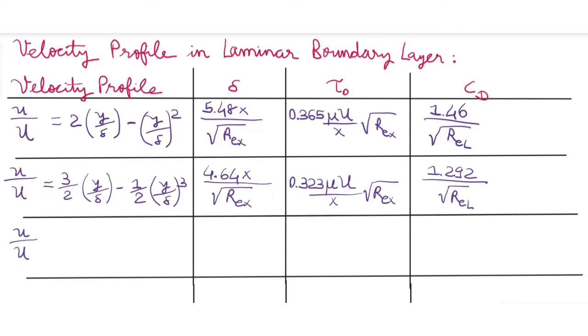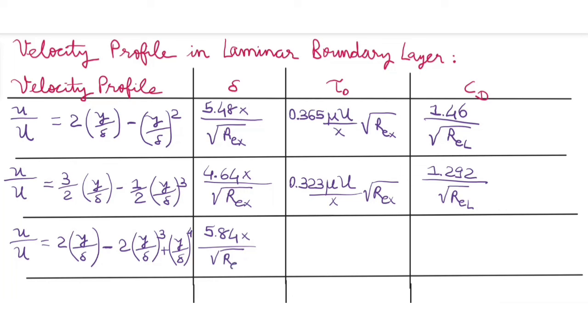Then we have another velocity profile, which is u by U is equal to 2 into y by delta minus 2 into y by delta whole cube plus y by delta raised to 4, for which delta is 5.84x upon root Rex, tau naught is 0.343 mu U by x into root Rex, and CD is 1.372 upon root REL.